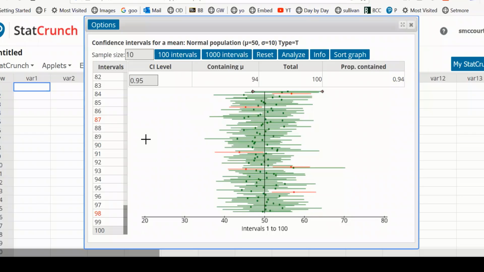So what we're looking at here is 100 confidence intervals that are made from 100 samples. Okay, so if we make samples and we look at them on a graph, this is what they all look like. If you see in the middle of each of those lines, there's a dot.